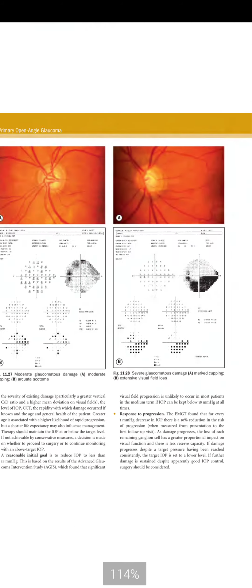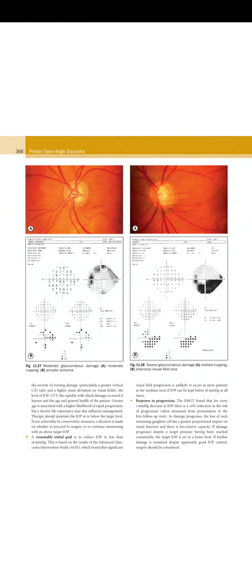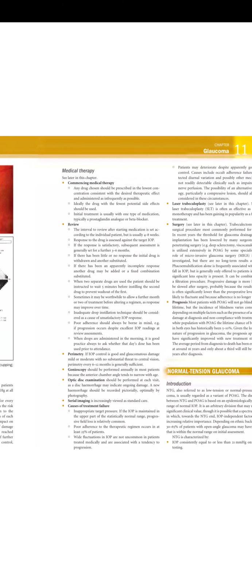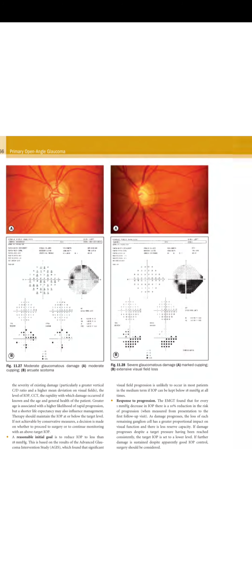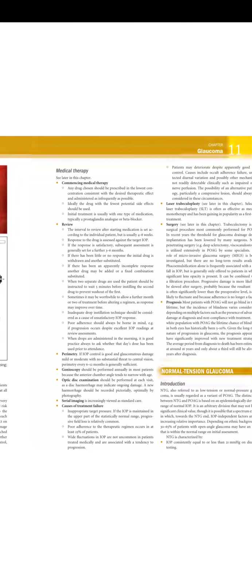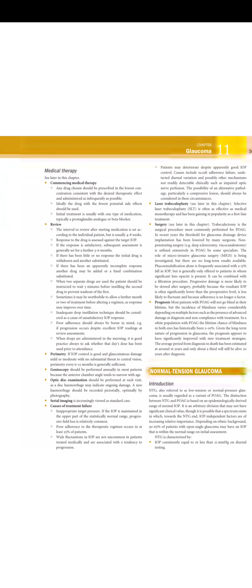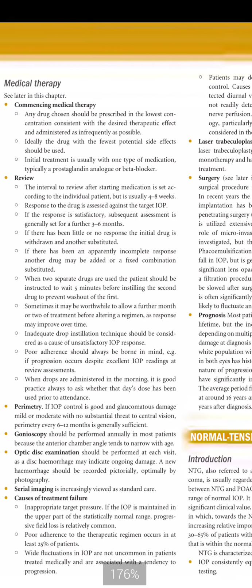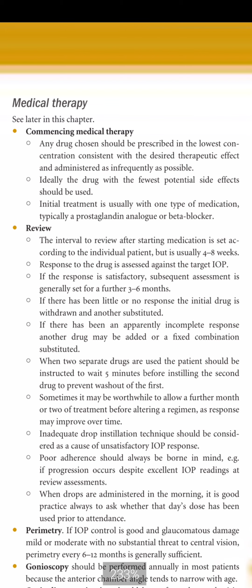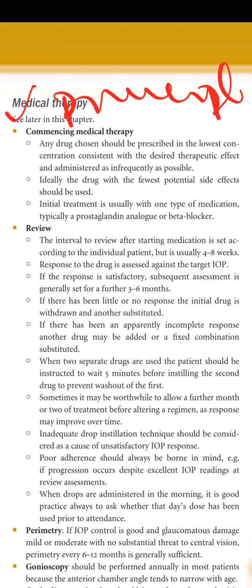So you just set the target IOP and you achieve it. If the target is still not achieved, or the glaucoma progression does not decrease with that, you decrease the target IOP to lower levels. If still not, then surgery is the therapy. So what is the medical therapy that you will consider? See later in this chapter, commencing medical therapy. So it is just giving us the basic principles of how to treat the patient with POAG.